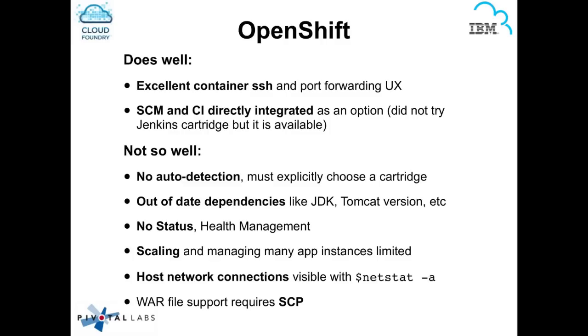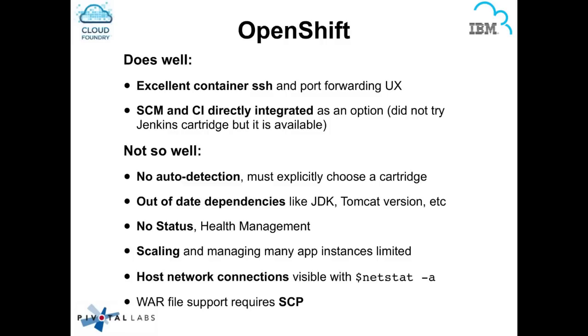The SSH and port forwarding features were just really nice because I could go directly into the container right away and see problems. I could port forward things onto my local virtual machine with just one command. So I could just attach a debugger or send traffic to the remote containers really easily. Having SCM and CI directly integrated were pretty nice capabilities, but there were a lot of not so good things I didn't like about OpenShift from a user experience.